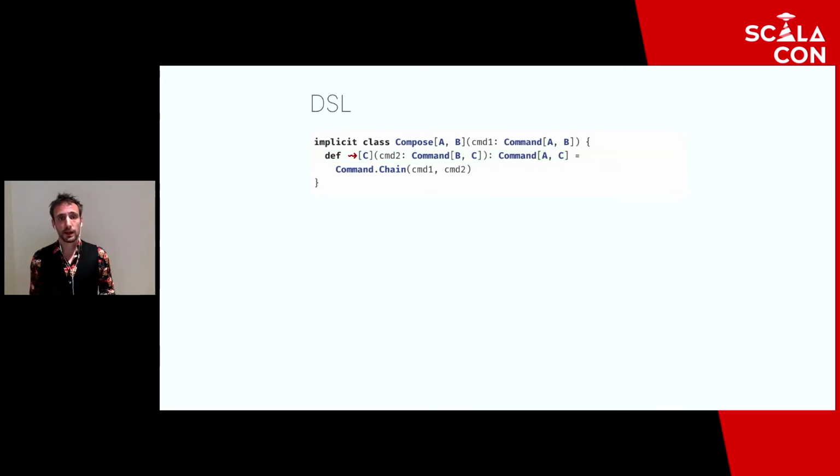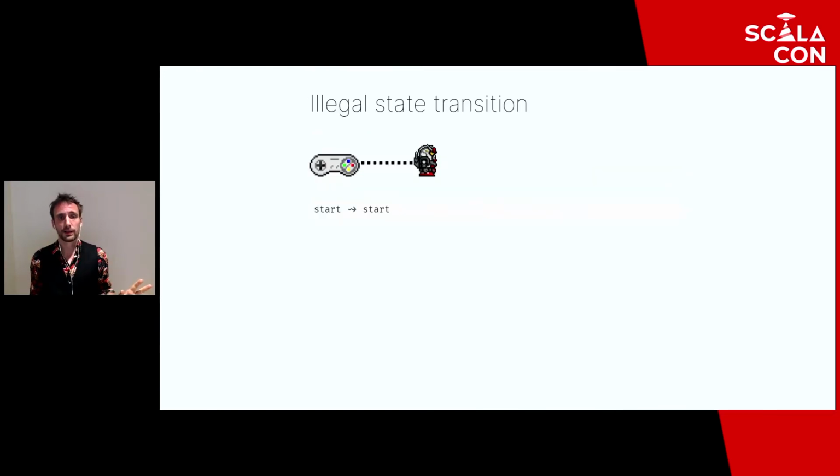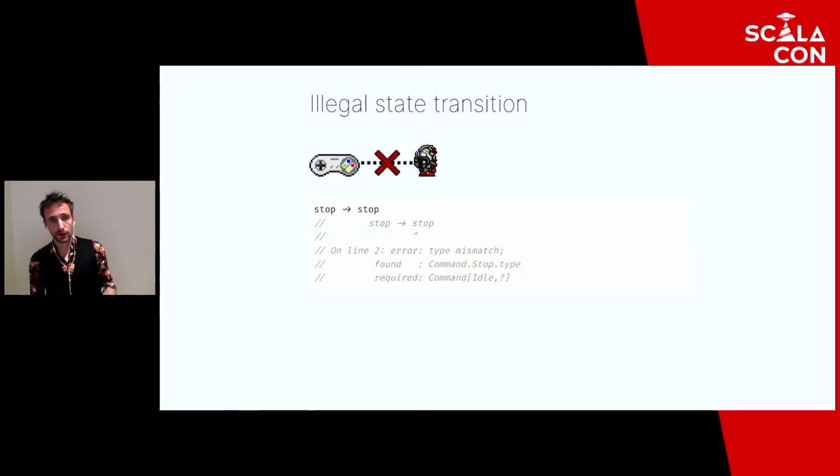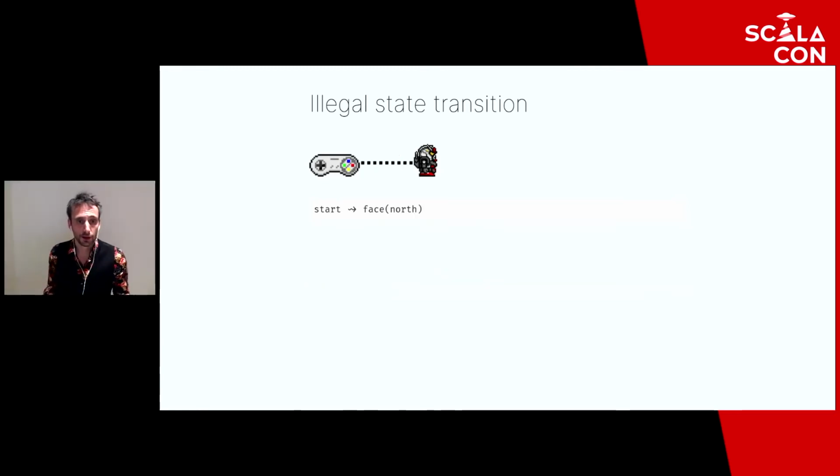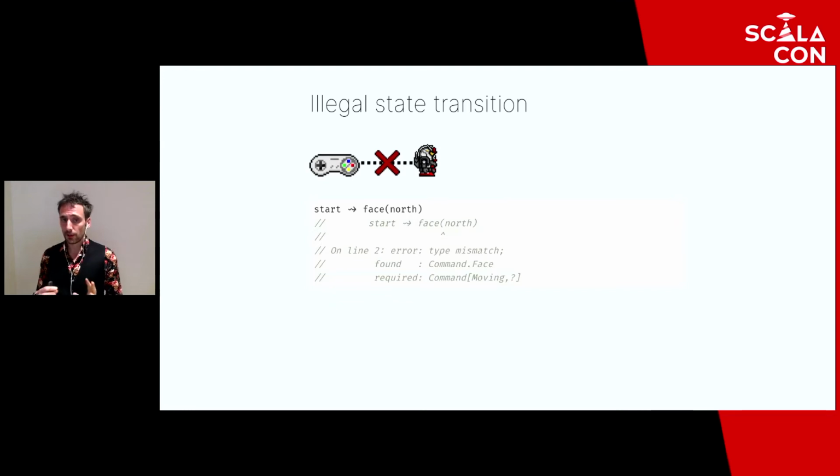And now that we have done all that, start followed by start has become a compile error. It's not possible to do it anymore. Stop followed by stop has become a compile error again. This makes sense because stop puts you in an idle position and stop must start from a moving position. So you get a type mismatch. You wanted moving, but you get idle. And finally, start followed by face fails for exactly the same reason.